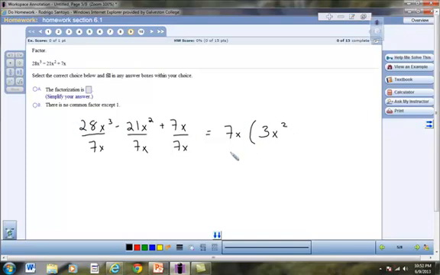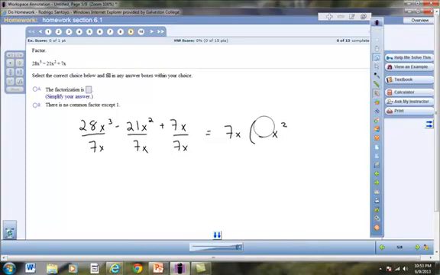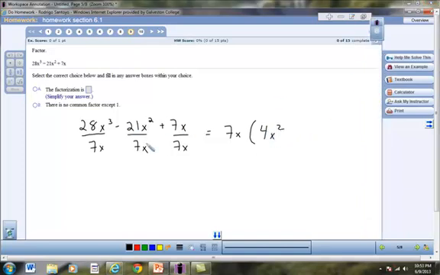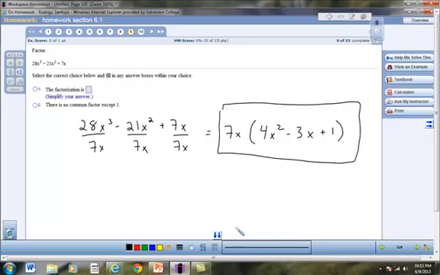I'm sorry, let's start this over again. 28 divided by 7 is 4. You do the quotient rule. 3 minus 1 is x squared. 21 divided by 7 is negative 3. Quotient rule again. 2 minus 1 is just x. And 7x divided by 7x, you just get a 1. So here we just factored that out using finding our GCF first, which is 7x.